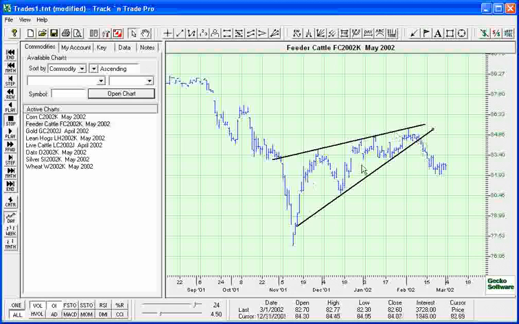So I don't see anything happening here. We've kind of missed our opportunity on feeder cattle, it looks like, on that wedge formation. And of course we missed it on the retracement of that 50% drop. So right now, I don't know, it's just kind of going sideways, not a lot happening.